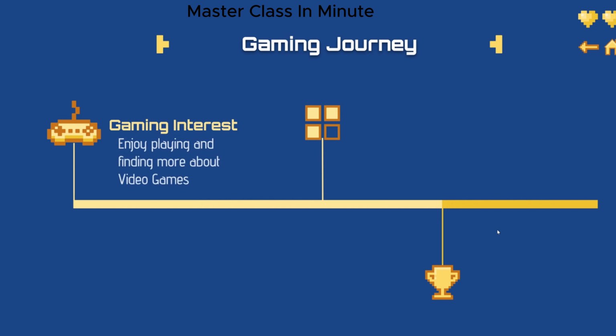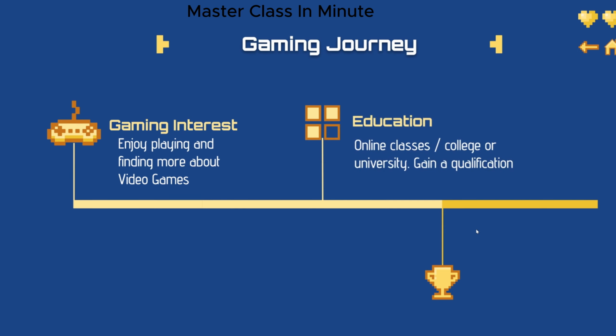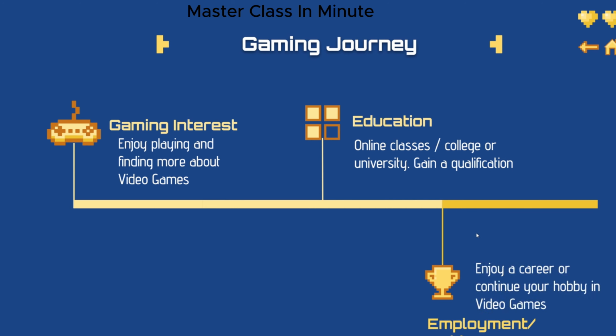Okay, so you probably have a gaming interest, right? So you enjoy playing games and you want to learn more about video games in general, okay? So you then go to an online class, or you might go to college or university. You might gain qualifications. It's entirely up to you. Then once you've done that, you'll probably want to continue your hobby or maybe actually get a career in video gaming. It's entirely up to you how you want to go on this.